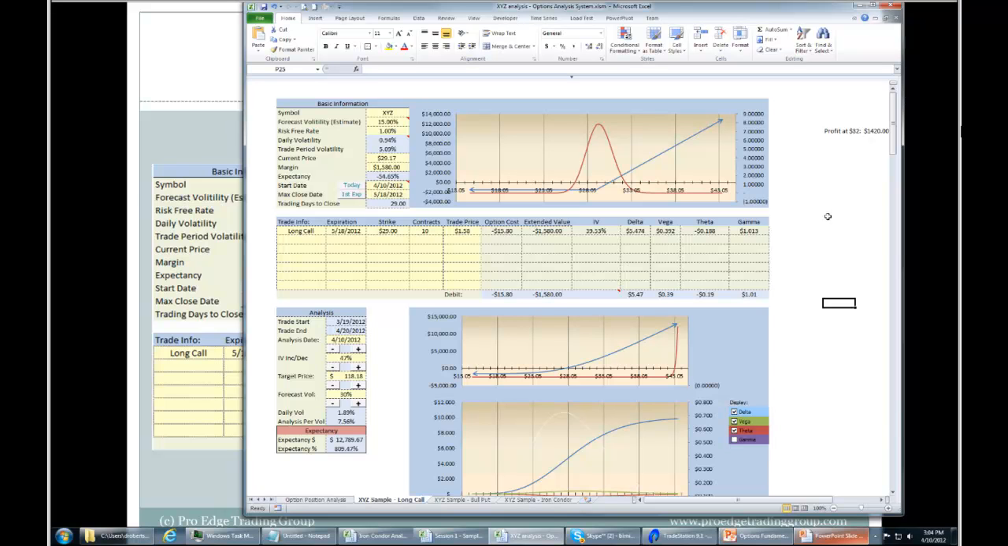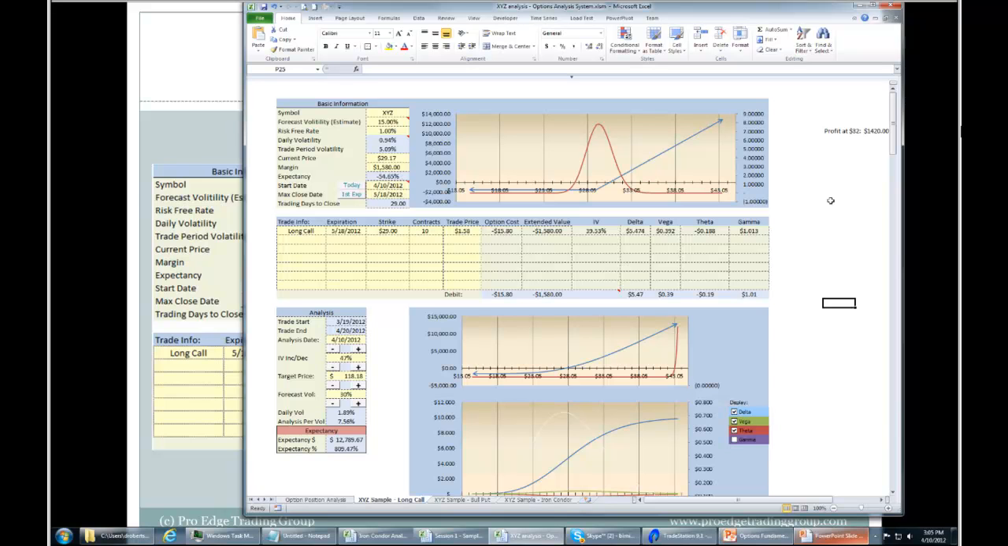The problem is, if we're wrong and it doesn't work out, we just significantly overpaid for this position. As a matter of fact, the expectancy, which is just calculated from the probability of any one of these points being hit versus the actual payout on the trade, shows me losing 54% on this thing.